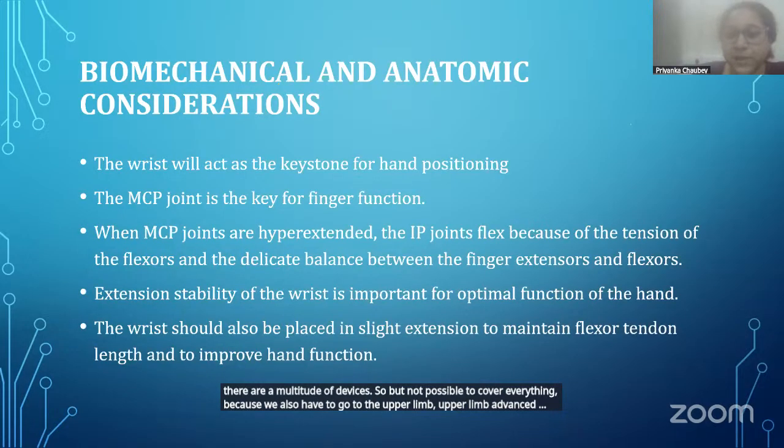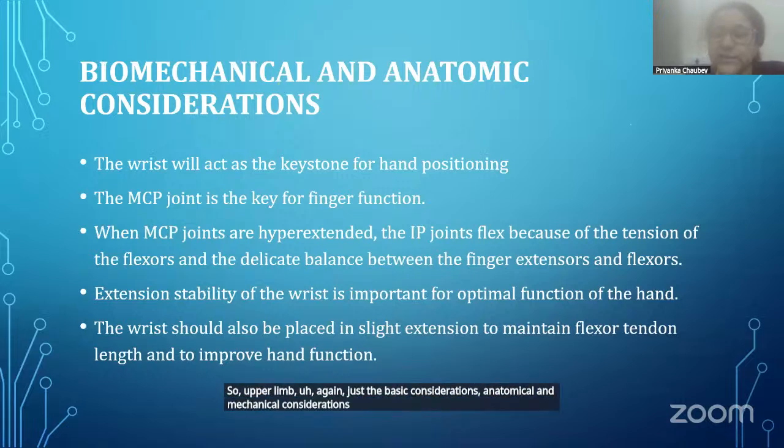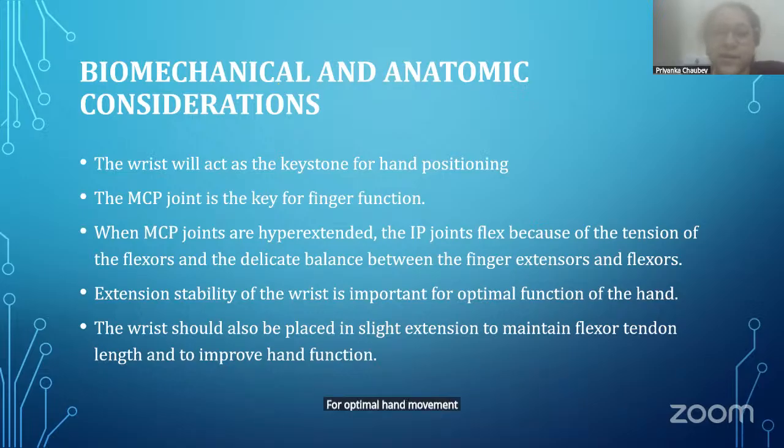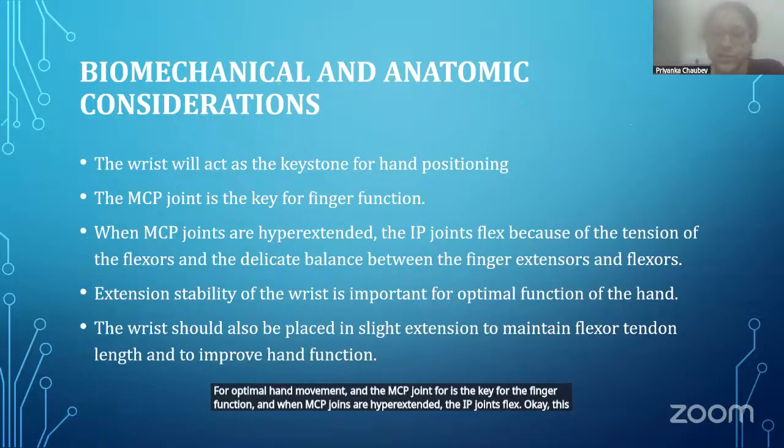So upper limb, again, just the basic anatomical and biomechanical considerations, which we need whether it is a conventional simple one or an advanced one. The wrist is the keystone for hand positioning. Neutral positioning of the wrist or slight extension is required for optimal hand movement. And the MCP joint is the key for the finger function. When MCP joints are hyperextended, the IP joints flex. This is how the natural tenodesis reciprocating action happens in the hand also.